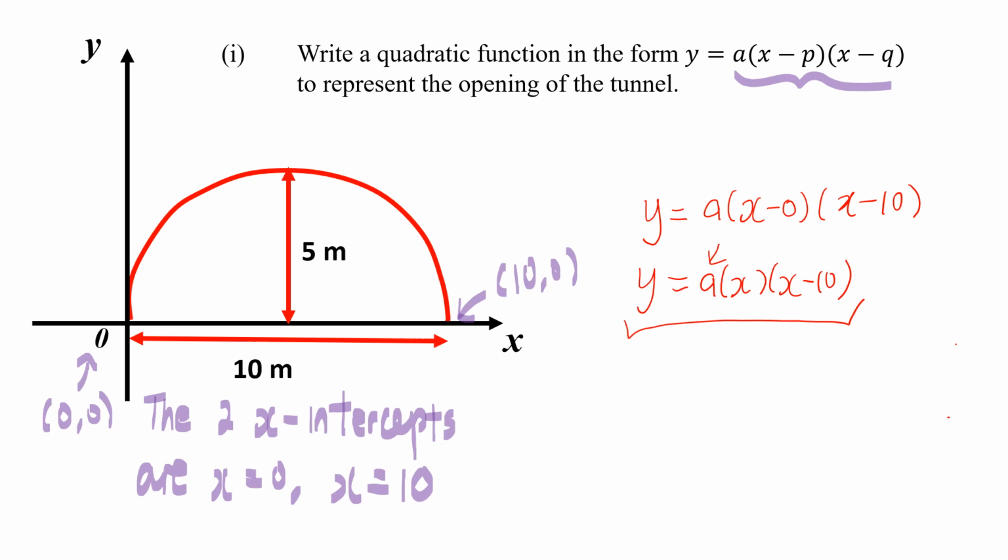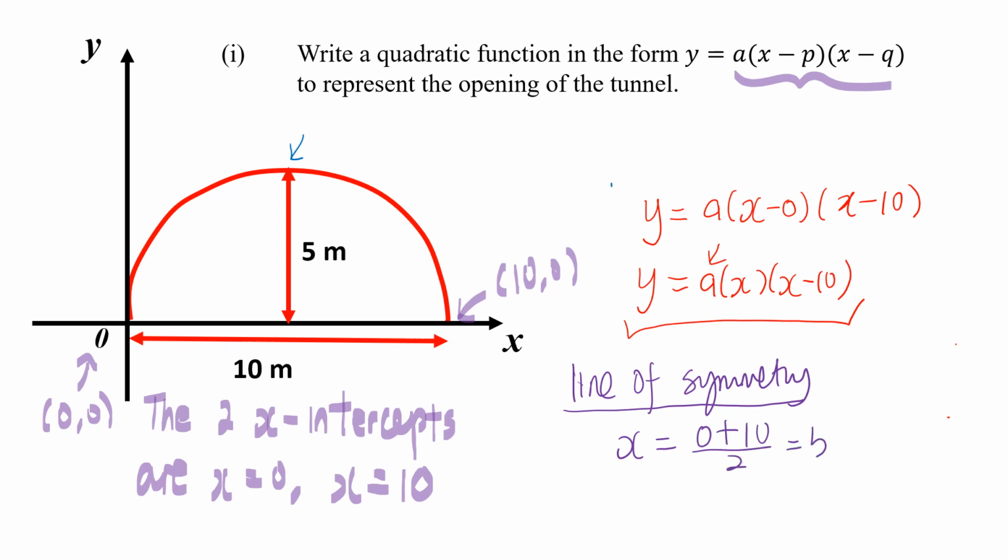If you go back to the diagram, it's quite easy to observe that in this tunnel there is a maximum point, and the maximum point is this point here. How do you find the point? Recall that the line of symmetry will pass through the maximum or minimum point. To find the line of symmetry, take your two x-intercepts, add them together, and divide by 2. That gives you x equals 5.